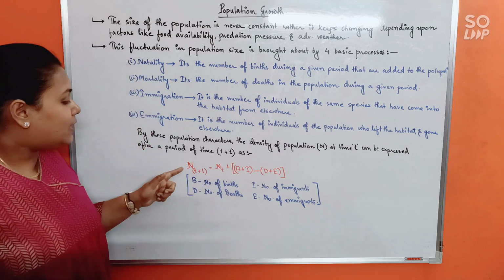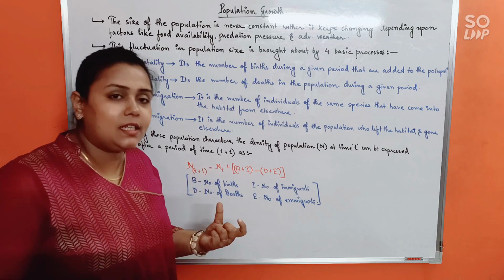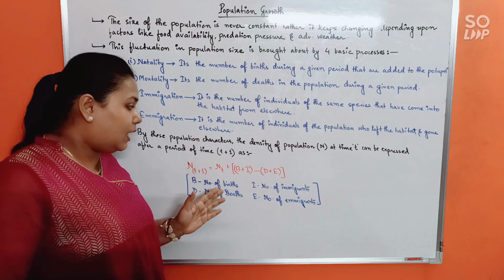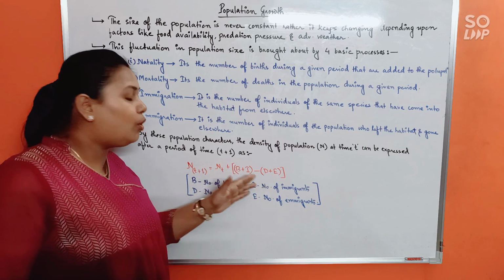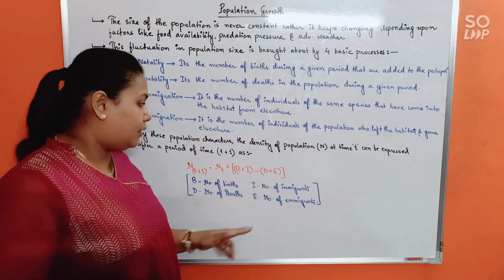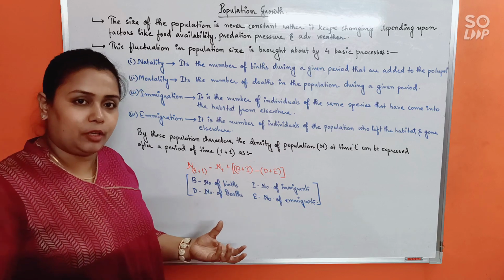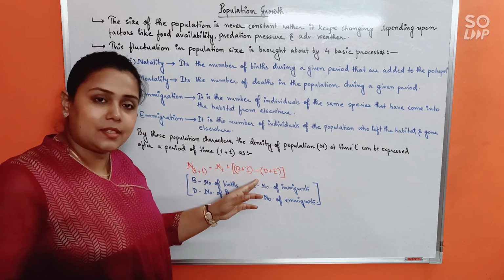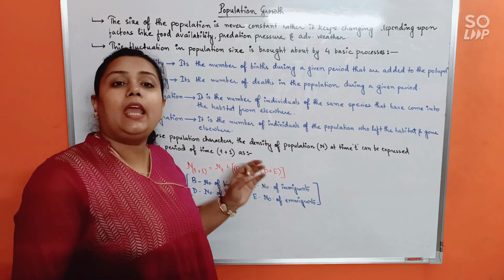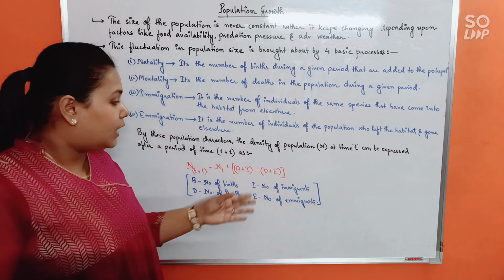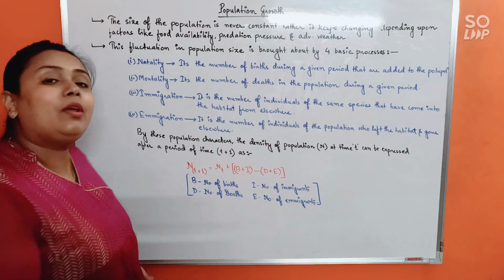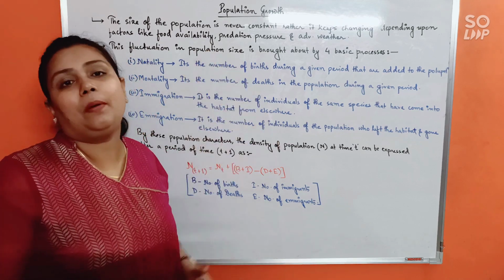Nt+1 is the population density at a particular given period of time, and Nt is the initial density, which is determined by these four factors, where B is the number of births, and I is the number of immigrants which are finally added to the population. On the other hand, minus D, that is the number of deaths, and E, that is the number of emigrants. These two are finally reduced from the population. So by this equation, you can get an idea regarding the population growth.